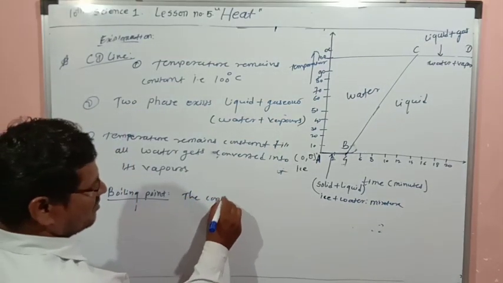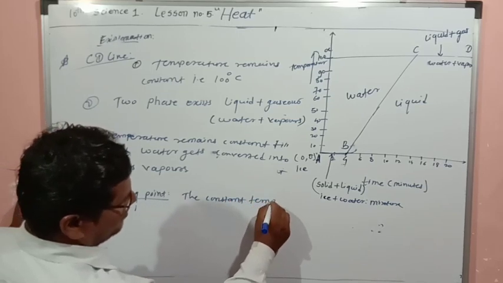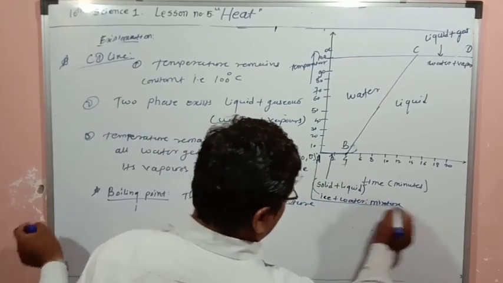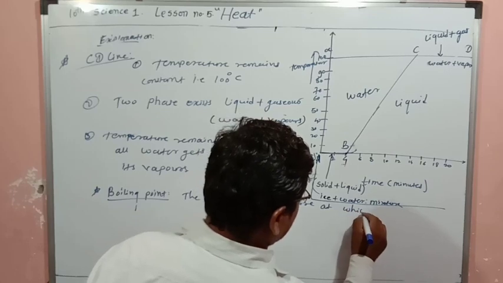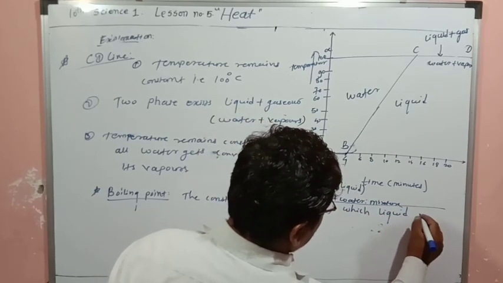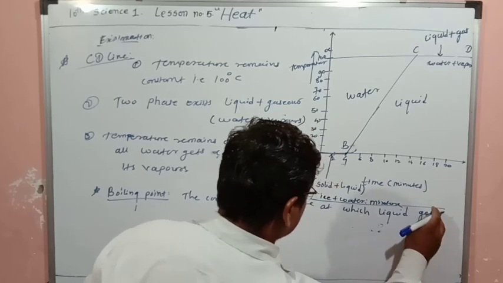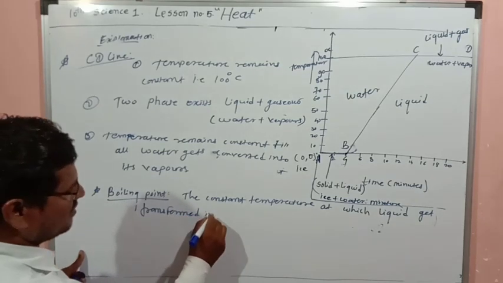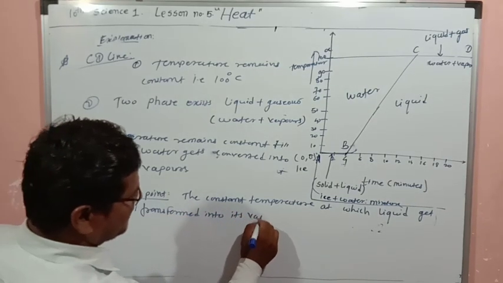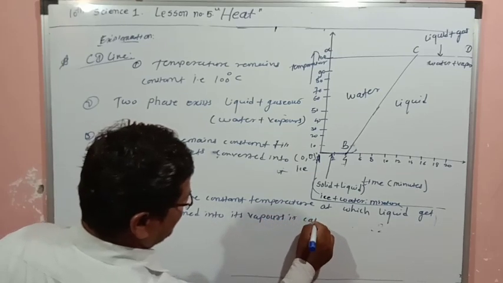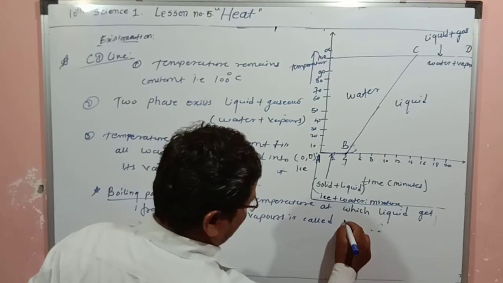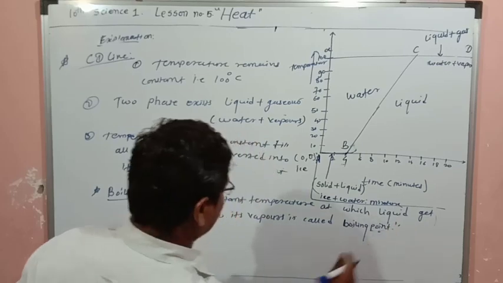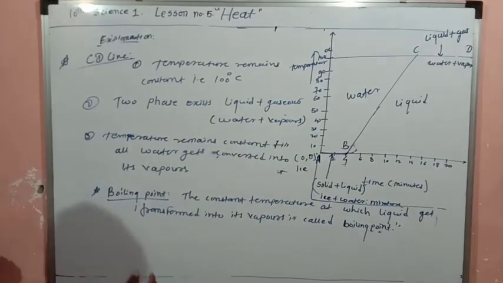The constant temperature at which liquid gets transformed into its vapors is called boiling point. So at constant temperature liquid is getting converted into gaseous state. We call that the boiling point.